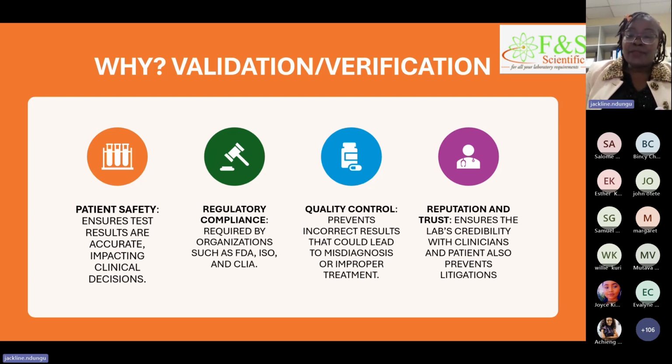Regulatory compliance, I mean, when you are accredited, let's say in Kenya, we have our local regulatory bodies. You want to comply with what you're accredited for. So I have said there are some of the accreditation bodies, international, not local, maybe FDA, that is Food, Drug, and Abuse, and then ISO, which is ISO 15189 for laboratories specifically, and then CLIA.